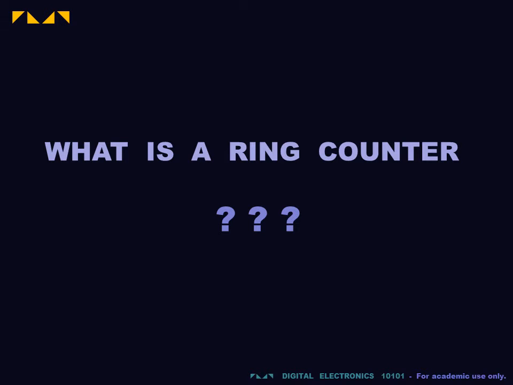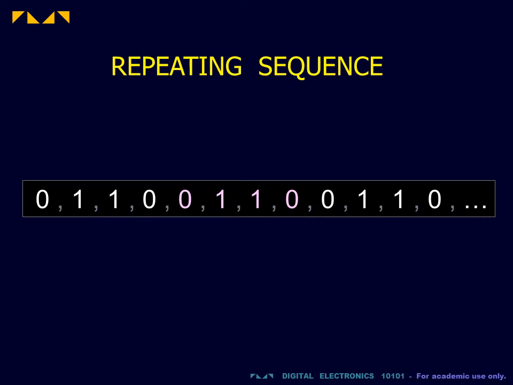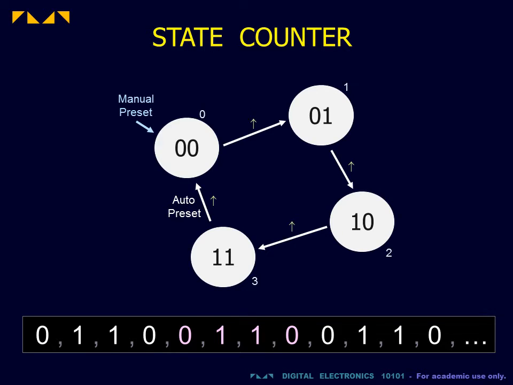In this video, we will study the ring counter. In previous videos, we considered the construction of binary counters. In these next videos, we will consider one application of counters to produce a repeating sequence of outputs. When used in this way, the counter can be called a state counter. We will begin with the simplest state counter, called the ring counter.